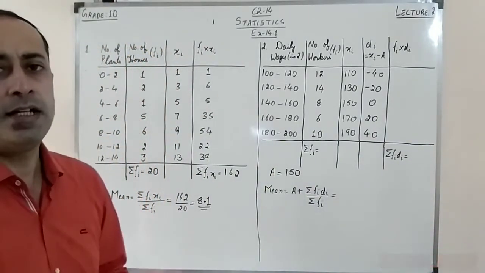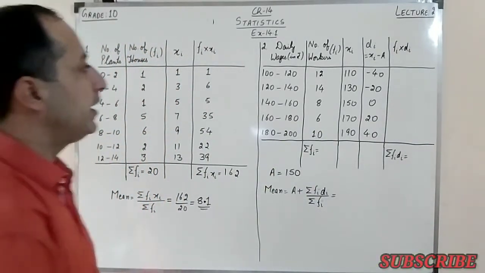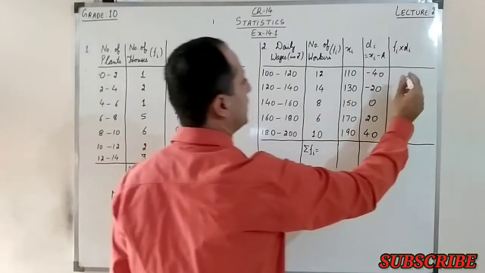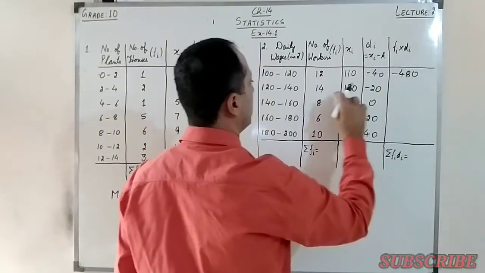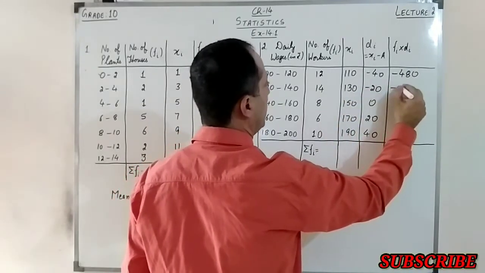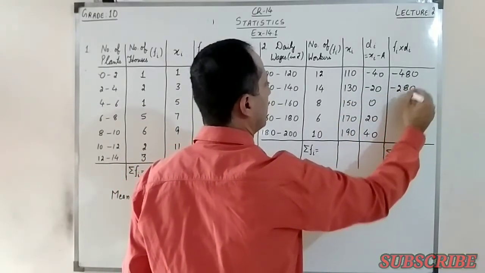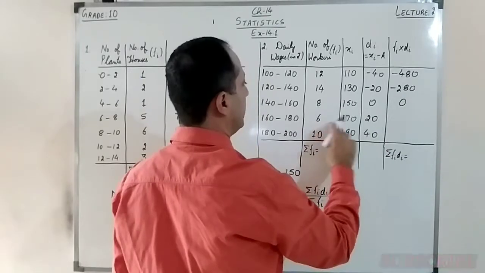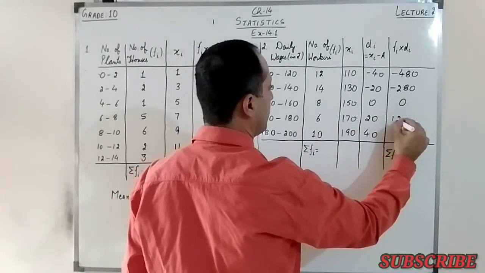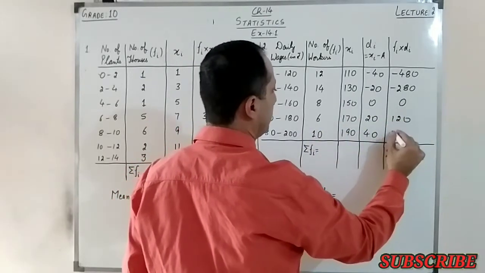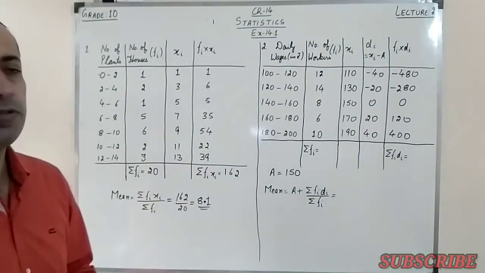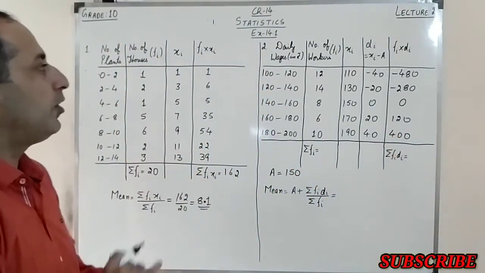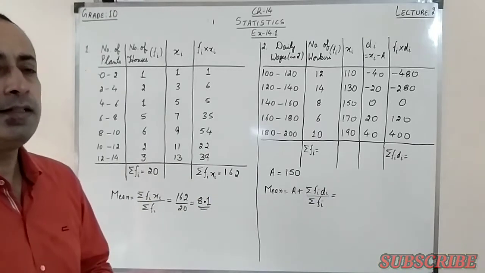Now the last column, that is Fi into Di. We multiply Fi into Di, so this is 12 into minus 40, we get minus 480. 7 into minus 40 is minus 280. Next one is obviously 0. Then this is 120. And finally this is 400.